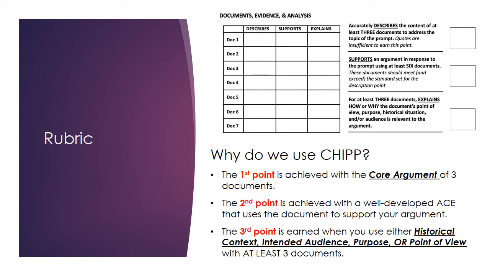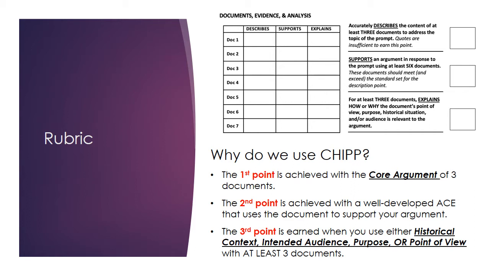Why do we use CHIPP? If you look at the rubric for the DBQ, you're required to accurately describe the content of 3 documents to address the topic of the prompt, support an argument in response to the prompt using 6 documents at least, and for at least 3 documents explain how or why the document's point of view, purpose, historical situation, and/or audience is relevant to the argument. CHIPP does all of these things.